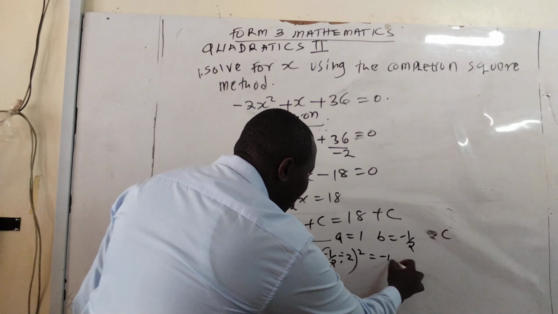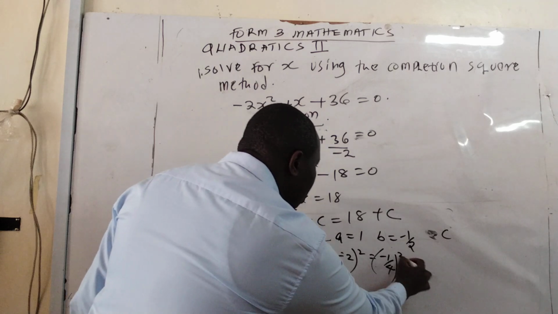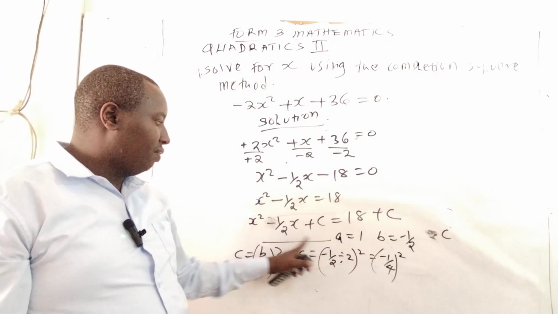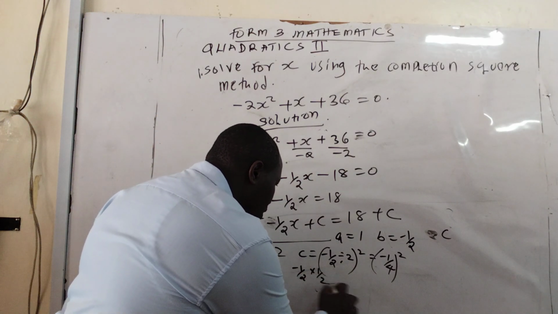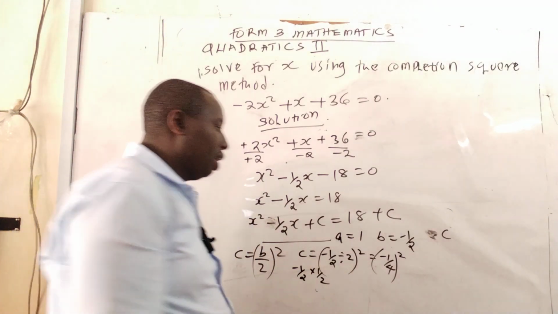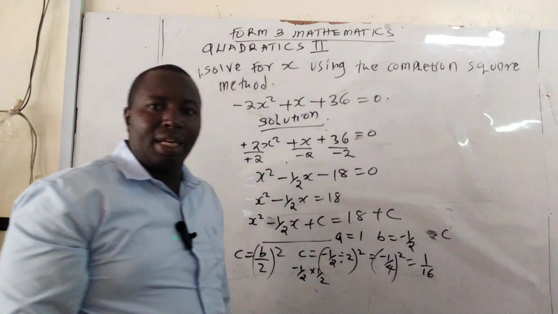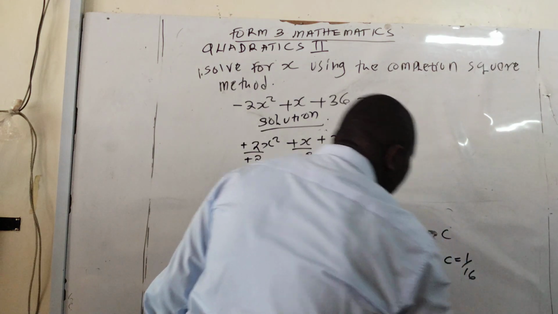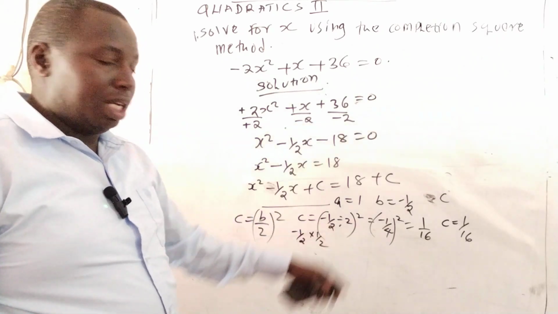This will be minus a quarter, squared. That's the one that you're adding, because minus a half divided by 2 is the same as minus a half times 1 over 2. You get minus a quarter. Then you square, so this becomes 1 over 16. So the c that you're adding would be 1 over 16. That's what you do.